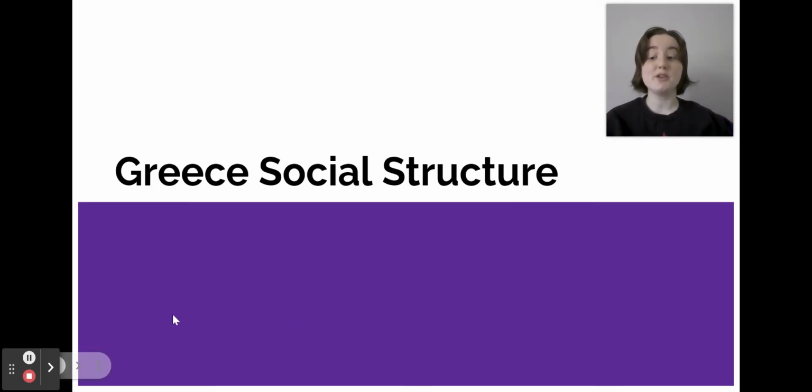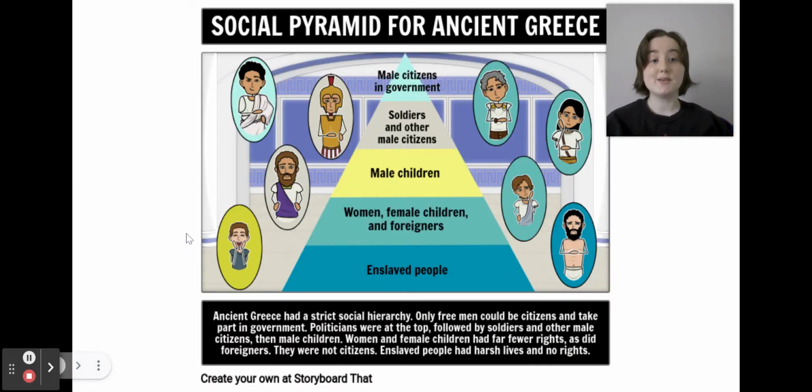So today we're talking about Greece social structure. And so this is the social structure at the top of your guided notes. I'm going to go through it so you can listen to it while you're writing it down, and then at the end you can pause.